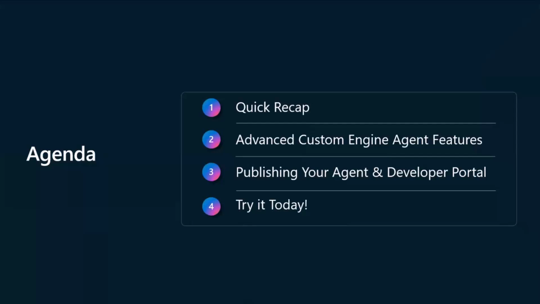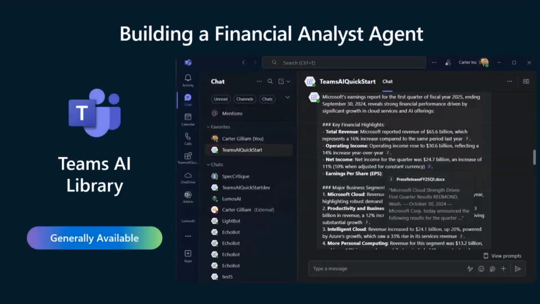For today, we'll do a quick recap of what we were going over last week, and then we're going to go over some advanced custom engine features, including building an AutoGen agent team. And then we'll round it out with publishing your app and utilizing the developer portal. So it will give a nice whole picture, from beginning to end, of going through the whole life cycle for building and publishing your app.